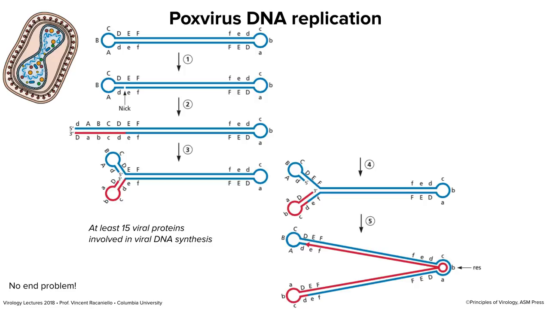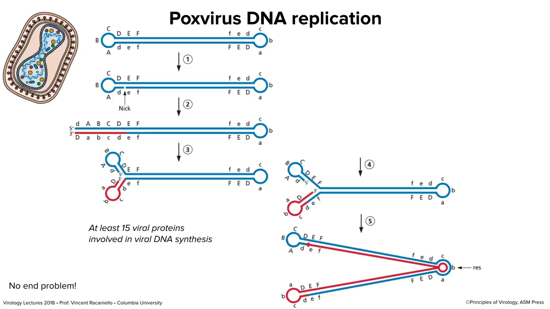DNA molecules. And again, you don't need an RNA primer because the polymerase is using the DNA 3' hydroxyl generated by nicking. There's no end problem because of the repeated ends, which are copied. So the duplication ensures that you're not going to lose an end.